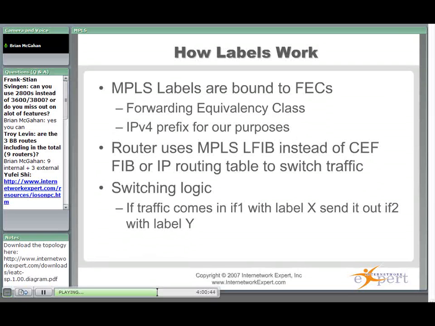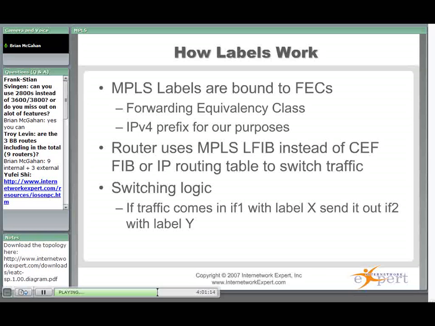Now, when we enable MPLS in the network, basically what we are enabling is the process for the routers to talk to each other and bind different labels to different IP version 4 prefixes that they have installed in their routing tables. When you take an IP version 4 prefix and bind it to a label, we call this a forwarding equivalency class. So an MPLS label that refers to an IPv4 prefix, we call it an FEC.